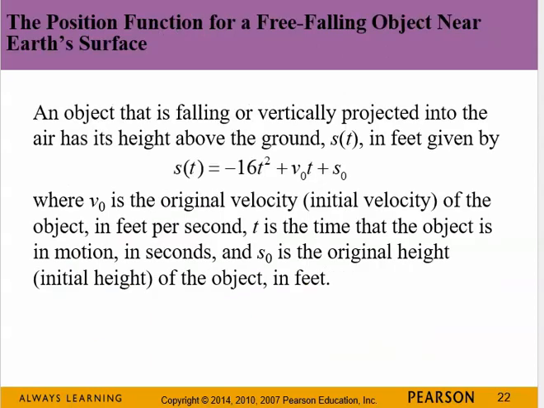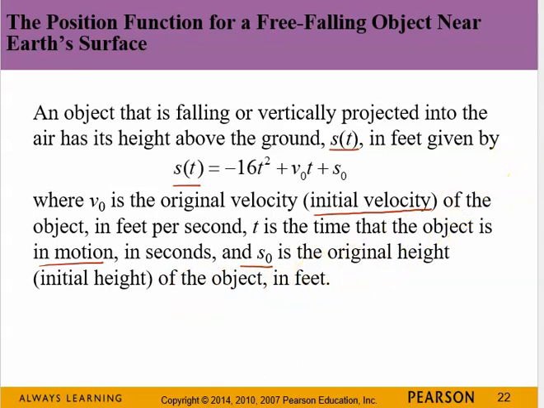All right, one more example. Here we have an example in the form of a word problem. An object that is falling or vertically projected into the air has its height above the ground, which is this value, in feet given by this function, where v sub o is the initial velocity of the object in feet per second. T is the time that the object is in motion in seconds. And S sub o, this one here, is the original height of the object in feet at the time.